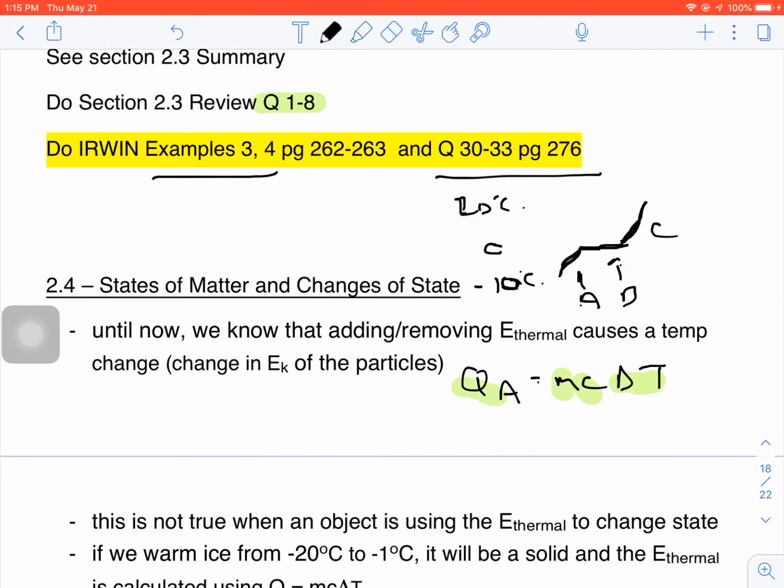For C, I have mC delta T. I've got a temperature change, right? I know what the temperature change is. It's going from 0 up to 20. I know what the C value is because it's liquid water, 4.18 times 10 to the third. And I know the mass of the ice. So I can calculate QC.